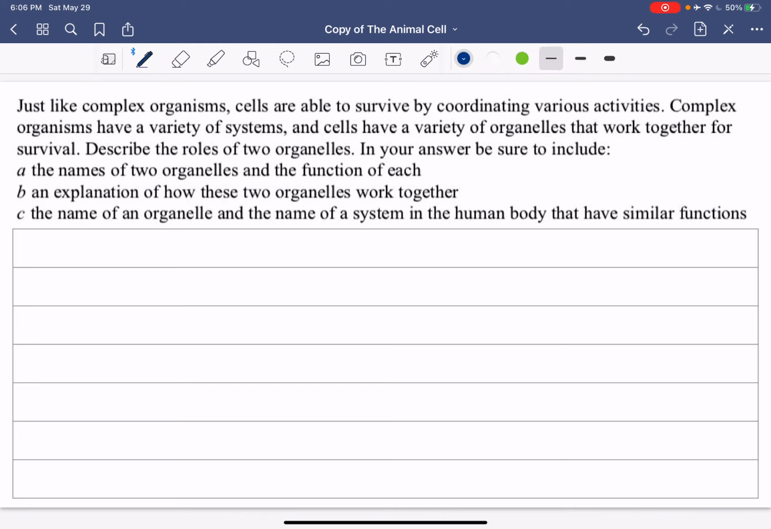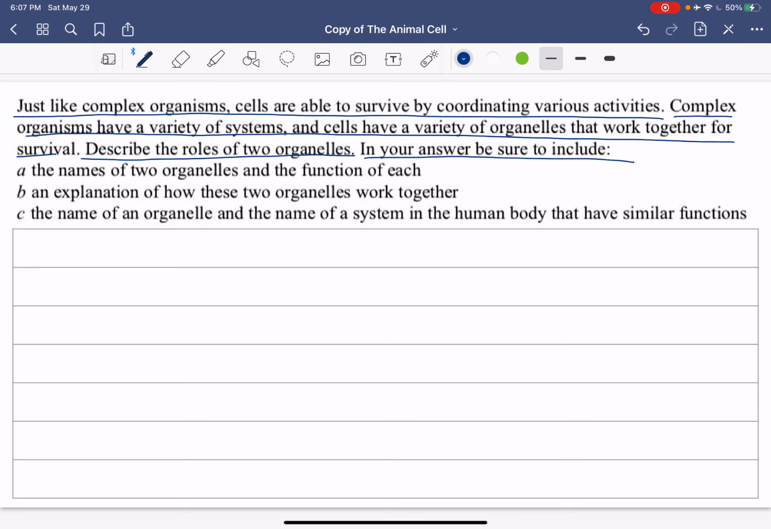Okay, so let's read. Just like complex organisms, cells are able to survive by coordinating various activities. Complex organisms have a variety of systems, and cells have a variety of organelles that work together for survival. Describe the roles of two organelles. In your answer, be sure to: A, the names of two organelles and the function of each. That's a lot. Let's do that one first. Okay.